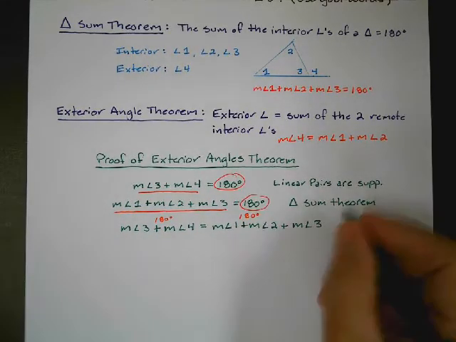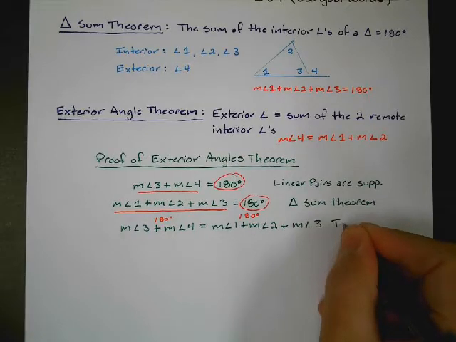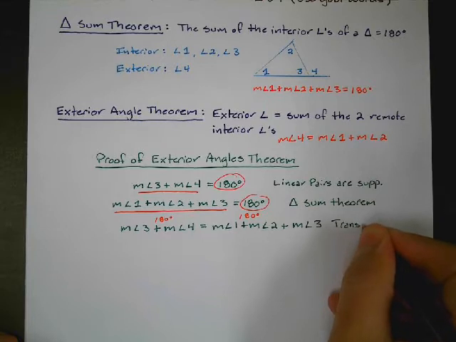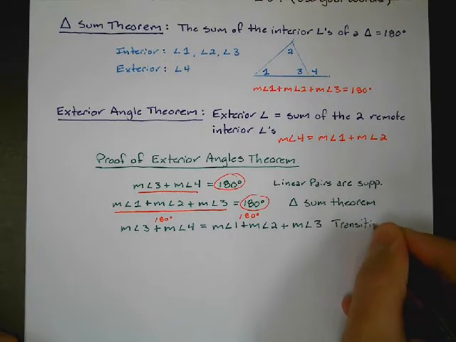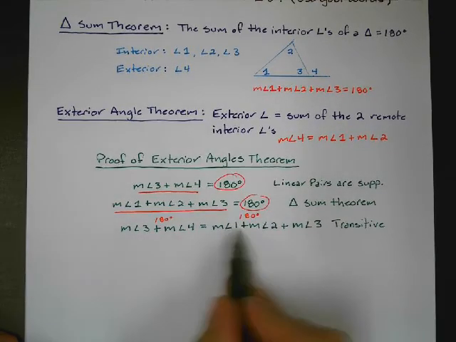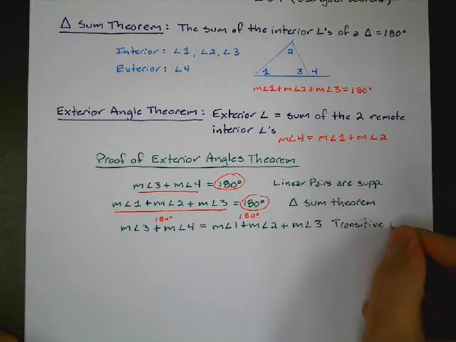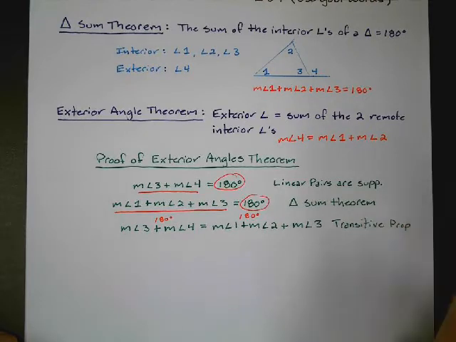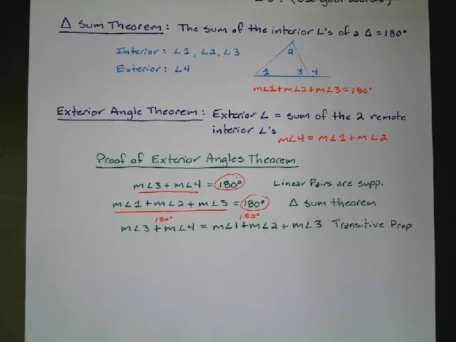That's actually called the transitive property. It looks like substitution, but it's called the transitive property. Anytime two things are equal to the same thing, that means they're equal to each other. That's what the transitive property says. All right, I've almost proven what I need to prove.